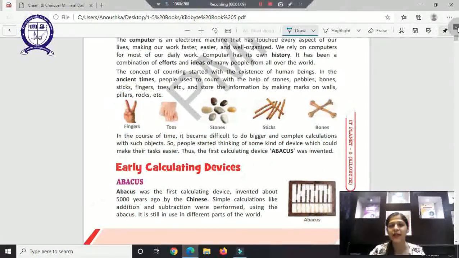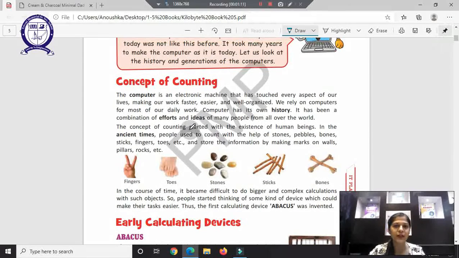So let's begin. You know that computer means to compute, and computing means counting something. So first of all we will learn about the concept of counting. In the very ancient times, we used to count using our fingers, our toes, stones, pebbles, and even bones. All these things were used by people to count, right?